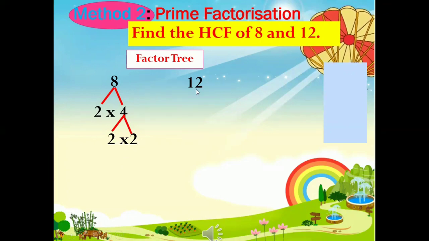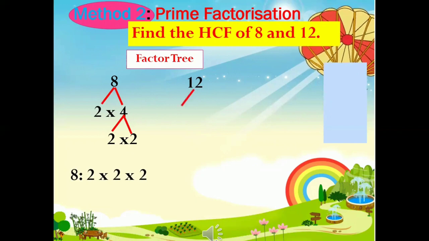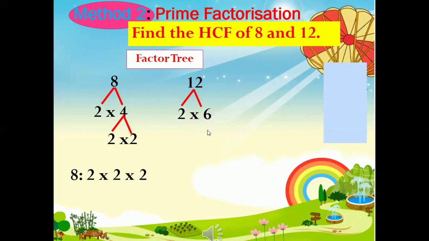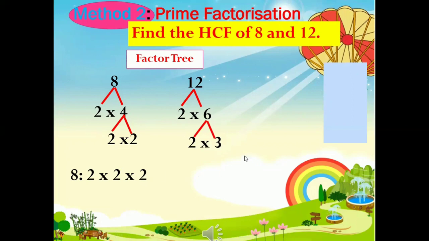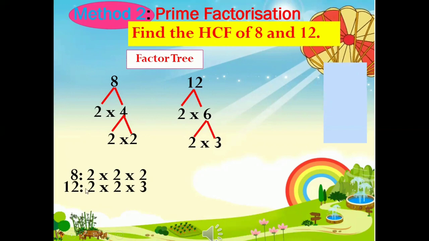Okay, how about 12? We have 2 times 6. 6 is not a prime number, so we still need to split it. So we have 2 times 3. Okay, 2 is a prime number and 3 is also a prime number. So the prime factorization of 12 is 2 times 2 times 3. Okay, this is how we factorize numbers.